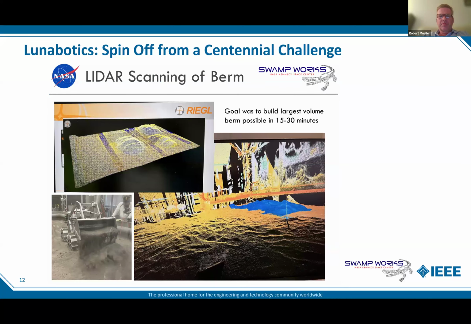We partnered with a company called Regal, and they provided LiDAR scanning of the berm, which was also really useful. We now get the 3D volumetric dimensions, and that lets us get the results within 4 minutes of each competitor finishing their run. So that's another result of new technology.